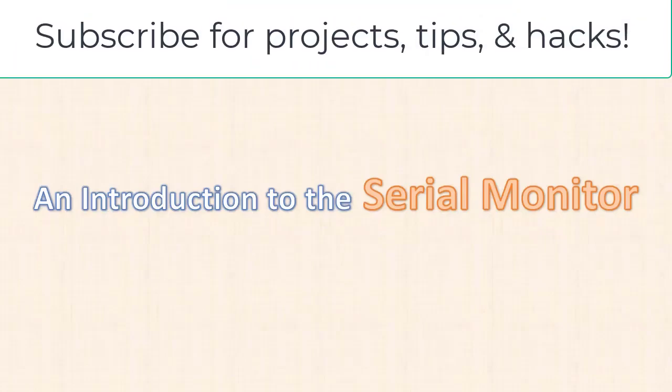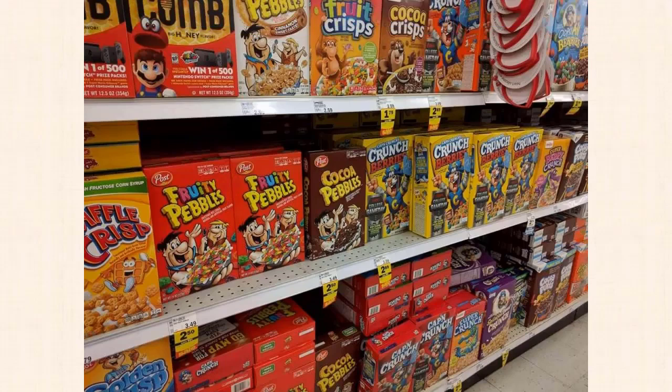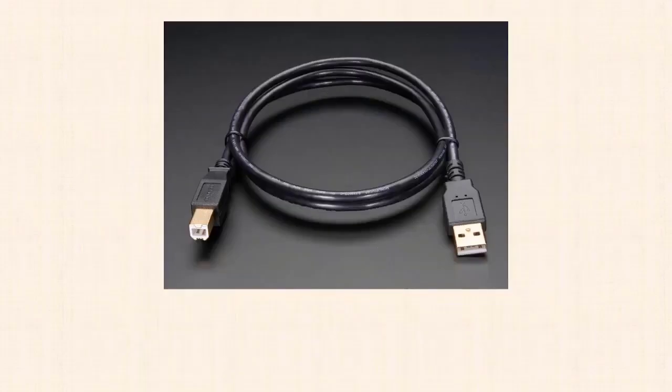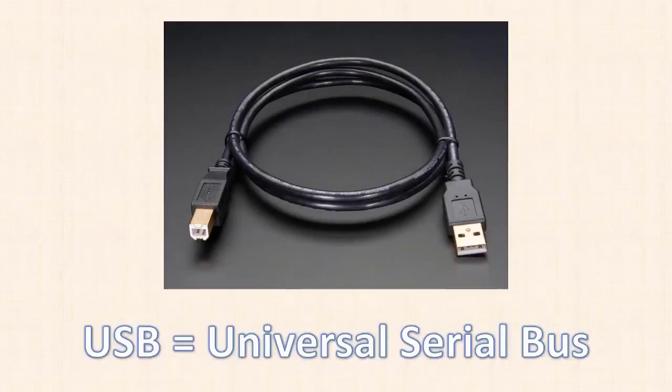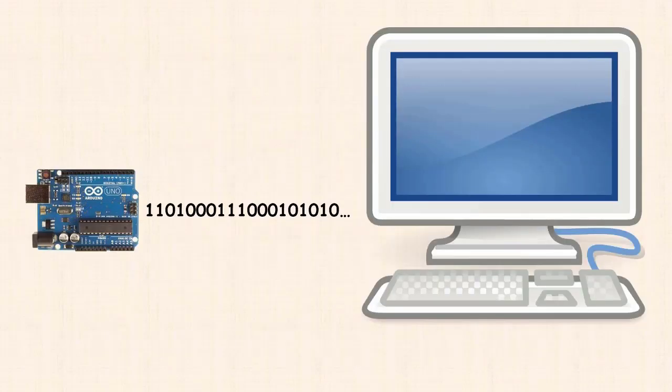First, we're going to do a quick overview on serial communication. Now, when I say serial communication, I'm not talking about the junk you eat in the morning. The Arduino uses a USB cable to communicate with the PC. USB stands for Universal Serial Bus, and it's pretty much taken over. Serial communication transmits one bit of data at a time. Now, this may seem inefficient, but it happens really, really fast.